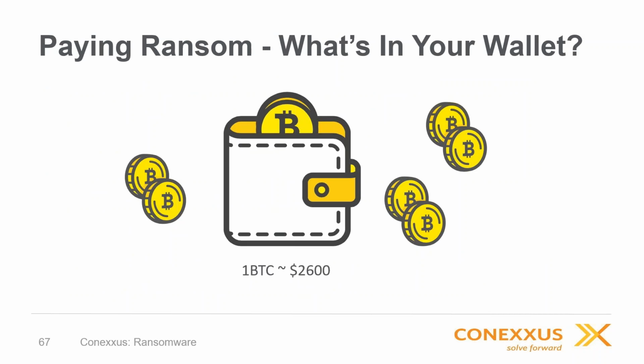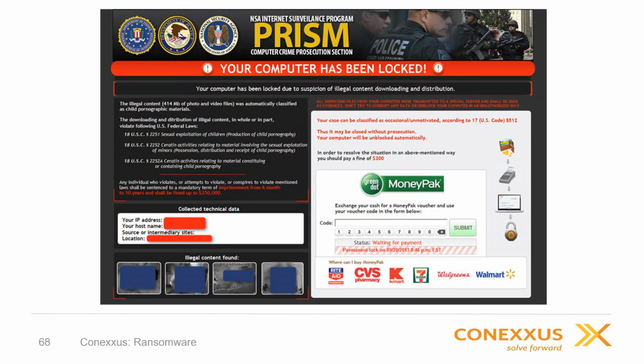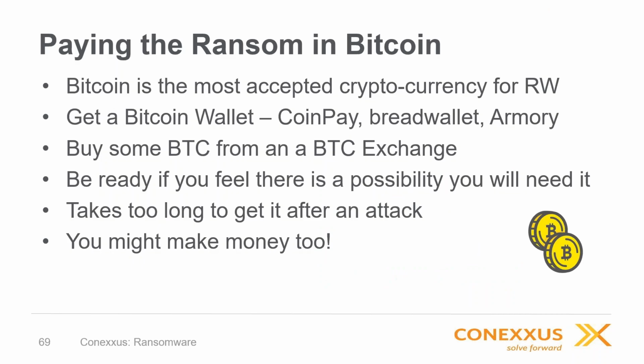If you do need to pay, you're probably going to need Bitcoin, currently at about $2,600 per Bitcoin. You also might have other alternatives. Sometimes the ransomware demand screen will show the ability to use MoneyPak, which you can get by running down the street to your local CVS, Walmart, or Walgreens and paying that way, which avoids the whole Bitcoin complexity.